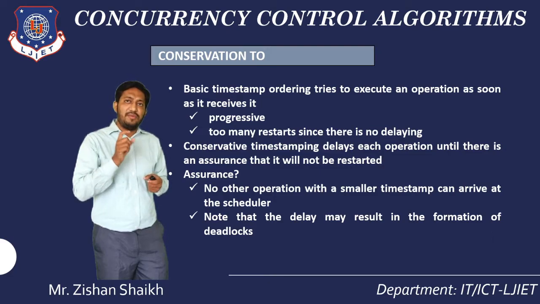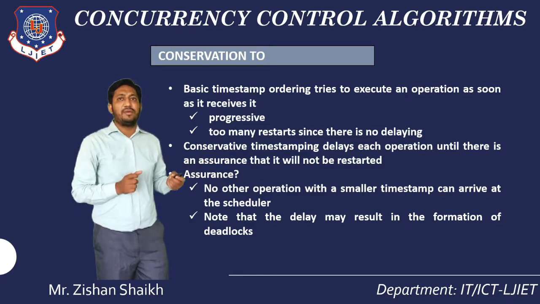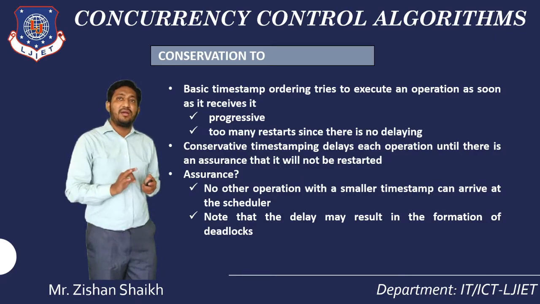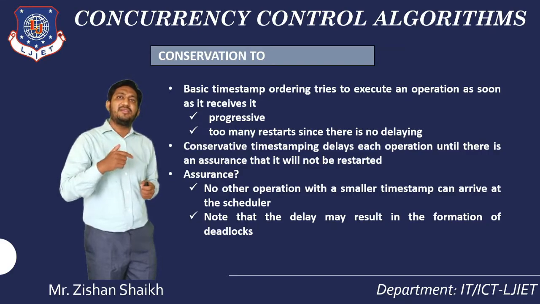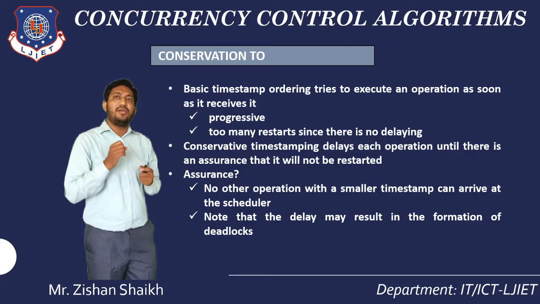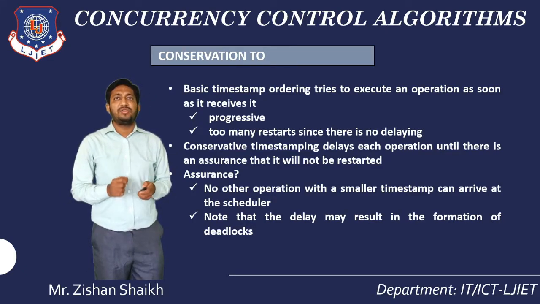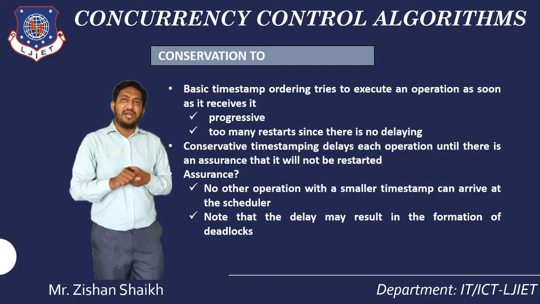From both, the timestamp of T2 is less than T3, so it will assign a new request a unique timestamp. And note that here delay may result in the formation of deadlocks. If the same transaction is restarted again and again a number of times, then the next operation cannot be performed, and due to that our system may end up in a deadlock situation. So in conservative TO we have to manage the number of restarts and deadlock conditions.